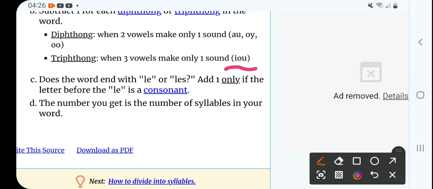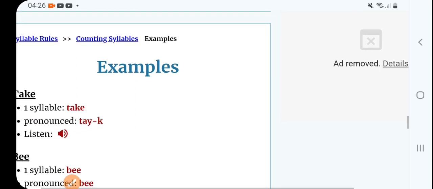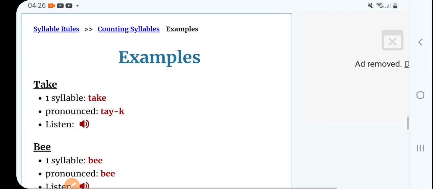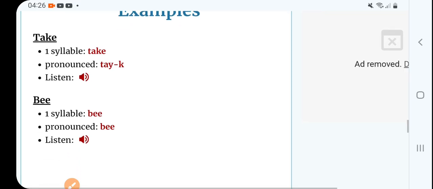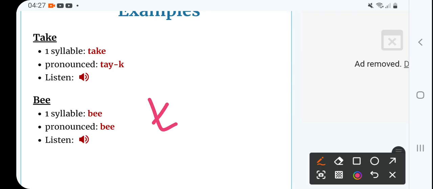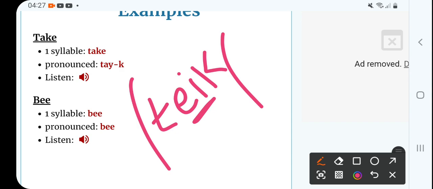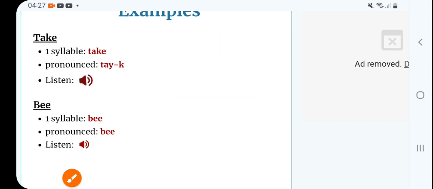The number you get is the number of syllables in your word. So that is actually what we have to do practically, and this way you will be able to understand. Now, examples. One syllable: take, right? Pronounce take. Actually that's a take, so it will be counted as 1. Let us listen to what they are saying. Take. So that's one syllable.